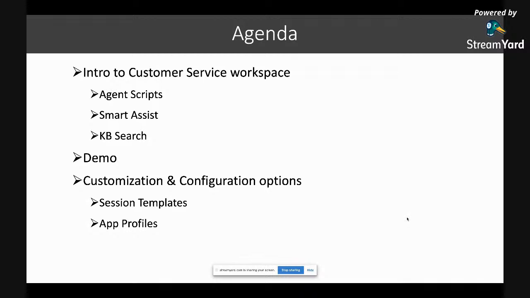There are three main components to the customer service workspace: the agent scripts, smart assistant, KB search, and knowledge base articles. We're going to see how they help and how we get them to work. I will give a brief demo of all of these. And in the end, if time permits, we are going to discuss the customization and configuration options that are available with the customer service workspace app.